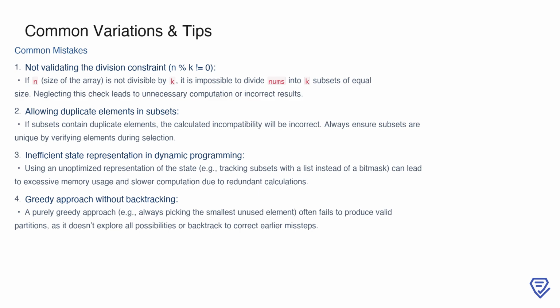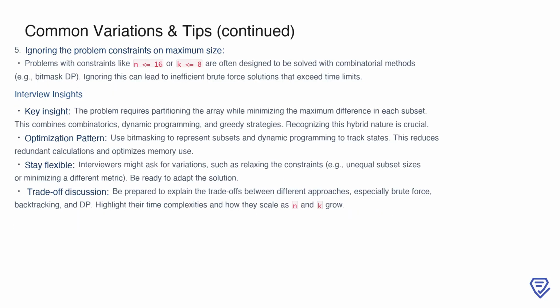Finally, a purely greedy approach, like always picking the smallest unused element, might seem intuitive but often fails. This is because it doesn't explore all possibilities or backtrack to fix earlier decisions, which is critical for finding a valid solution. Now, it's important to consider the problem constraints on maximum size. For example, when n is less than or equal to 16 or k is less than or equal to 8, the problem is often designed to be solved using combinatorial methods such as bitmask dynamic programming. Ignoring this can lead to inefficient brute force solutions that exceed time limits.